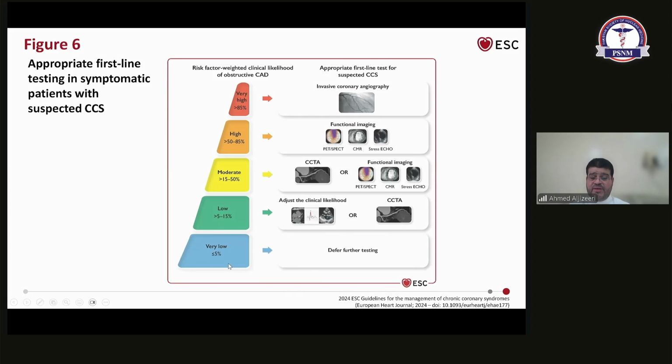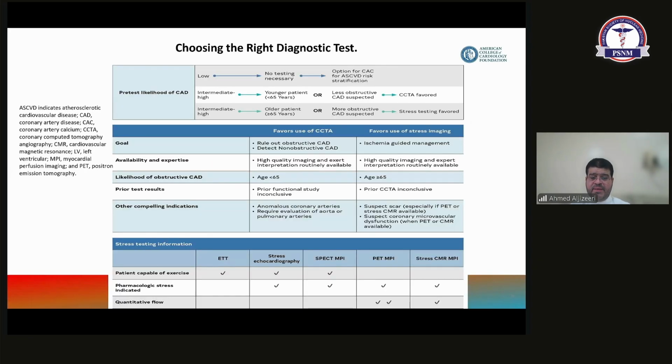European guidelines say that if the patient has very low likelihood of the disease, no further testing should be done. If the patient has low likelihood of the disease, then probably CT is better. But as we go higher and higher in the likelihood of the disease, then one would probably choose functional testing. The Americans have almost the same recommendation. They consider younger patients with low likelihood to be better served with CT, while older patients with higher likelihood of the disease should have functional testing.